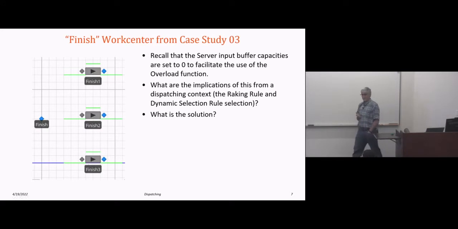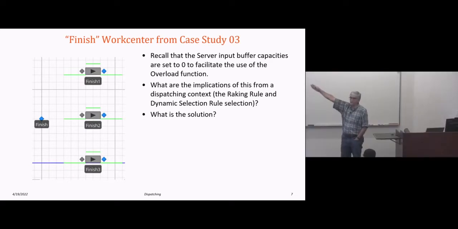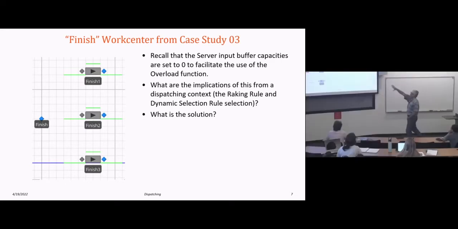So if all of the input buffers are 0, the question I asked here is, what are the implications from a dispatching context? It doesn't really make any sense to have dispatching rules at the servers, because there's never a queue in front of the servers. The queue is always at the transfer node. So the implication of having zero capacity buffers is that we want to implement the dispatching here.